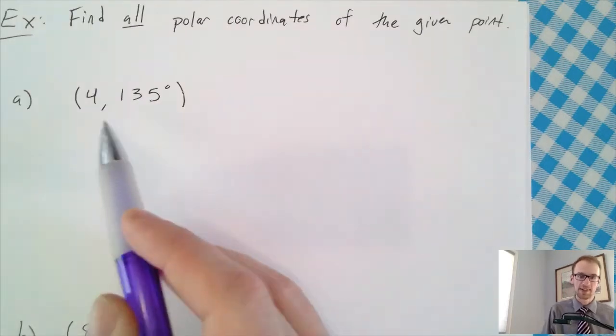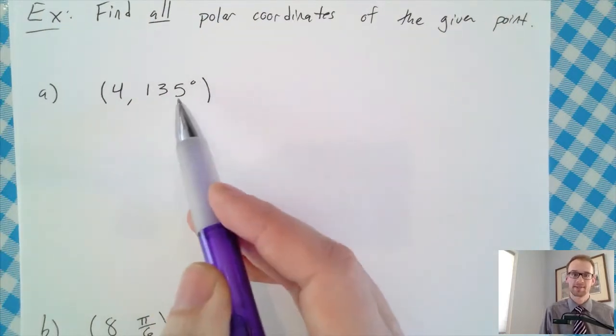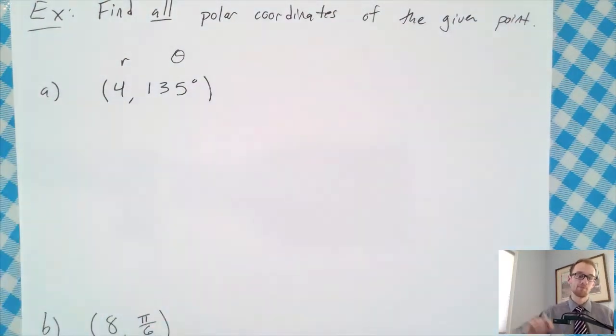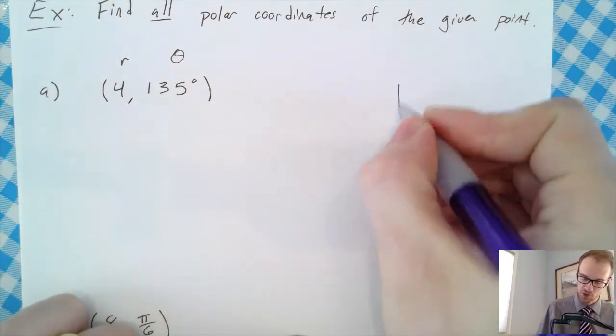Where is this point? This is in polar form. I know because of the degrees. I know because this is r and theta. Remember, r is how far this point is from the origin, and theta is what angle from the positive x-axis this point is located. So let's just do a quick graph.